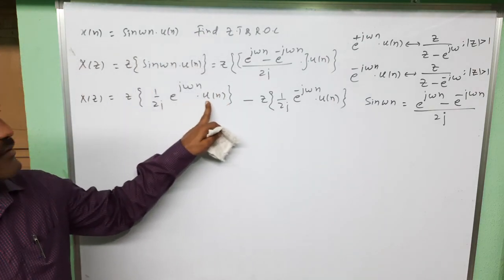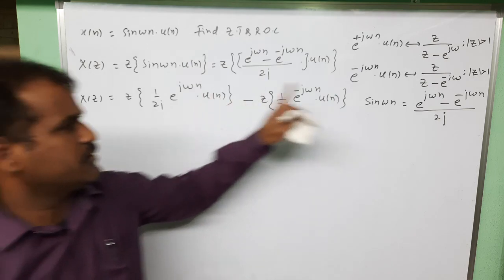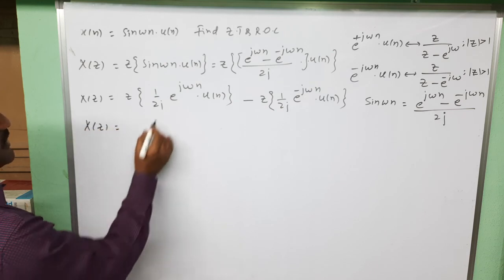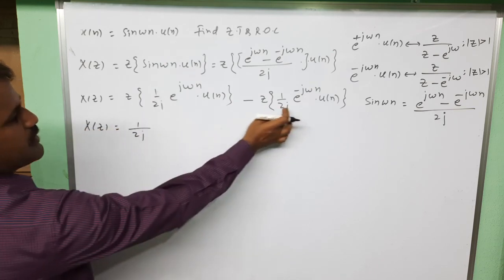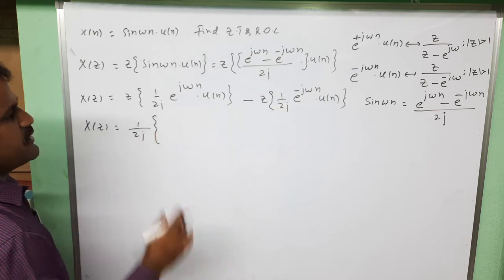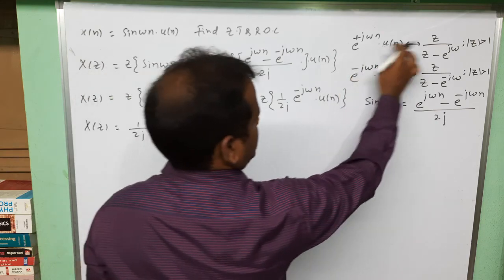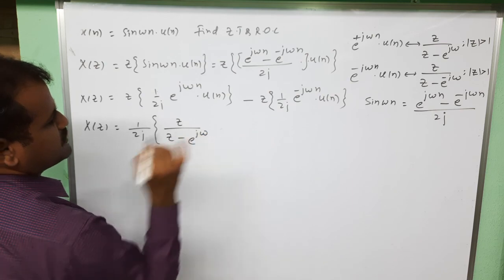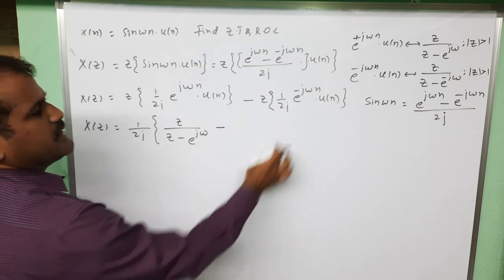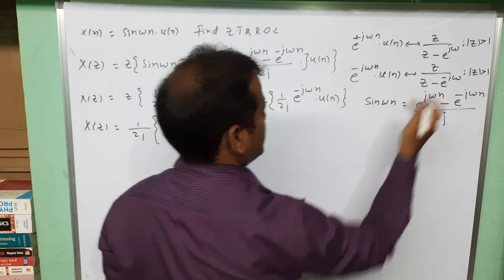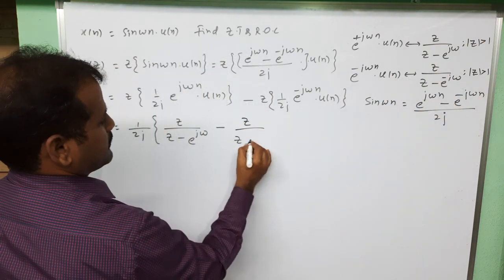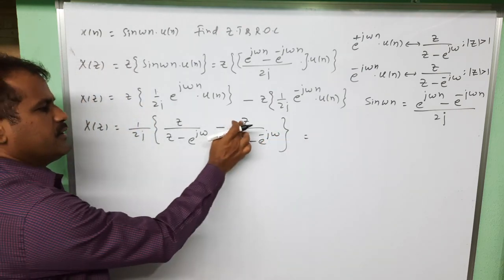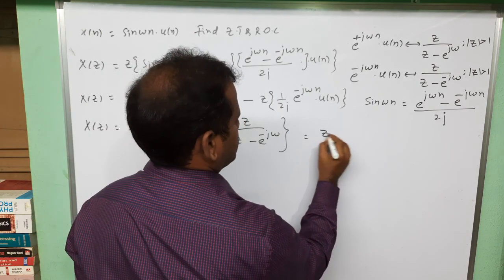We know the z transform of these functions. Let us substitute these two pairs in these two terms for further simplification. That is, x of z is 1 by 2j constant outside. Both terms having 1 by 2j, I am taking common. So remaining e to the power of j omega n u of n, z transform is this one, z divided by z minus e to the power of plus j omega, minus, and z transform of this function is z divided by z minus e to the power of minus j omega. We can further simplify. Let us take z common outside. That is z by 2j.